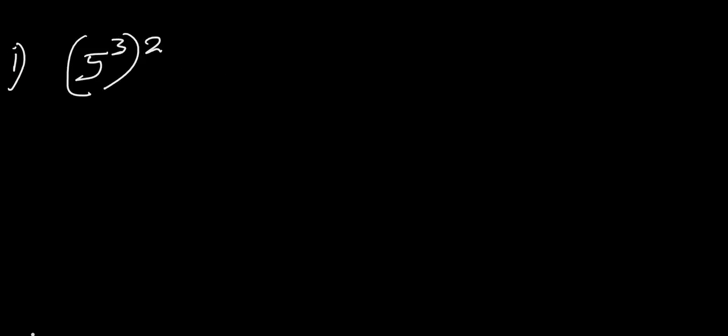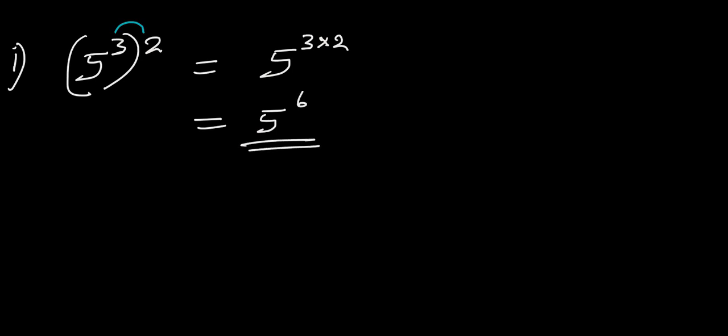Question I, we have 5 exponent 3 in parentheses exponent 2. So whenever you have this kind of question, you are dealing with power of power. So all you have to do is to use this 3 to multiply this 2, and then the final answer becomes 5 exponent 3 times 2, and then 5 exponent 6. This is your final answer to this question. I hope this makes some sense. All right, let's proceed to the next question.